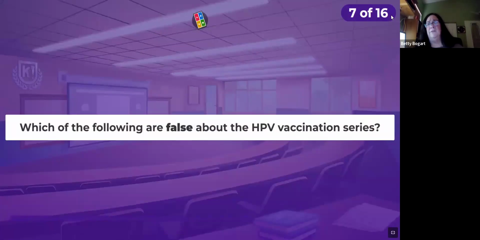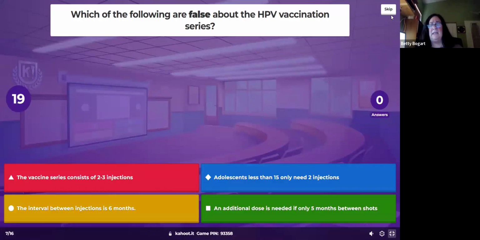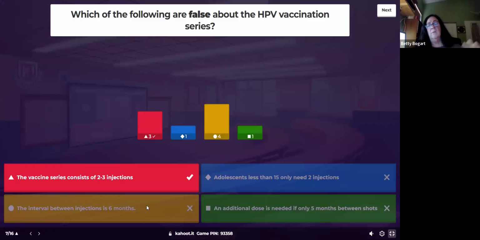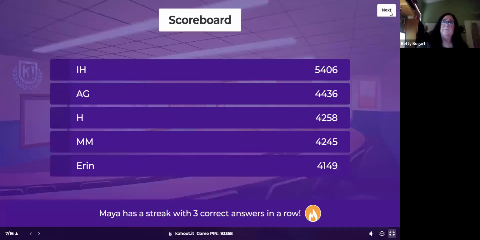Which of the following are false about the HPV vaccine? So it's a 2 to 3 injection series. Sometimes they do three. It's 6 months apart, and it's that 12-year-old. It's boys and it's girls.